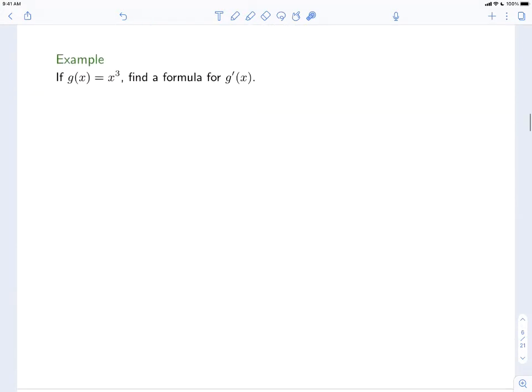Let's look at another example. In this case, we'll look at the cube function. g of x is equal to x cubed, so let's find a formula for the derivative g prime of x. And again, we'll do this using the limit definition. g prime of x is equal to the limit as h goes to 0 of g of x plus h minus g of x, divided by h.